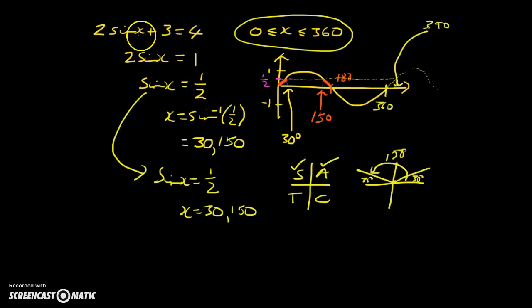So two ways of solving the trig equation. You can use the graph or you can use the CAST quadrant.